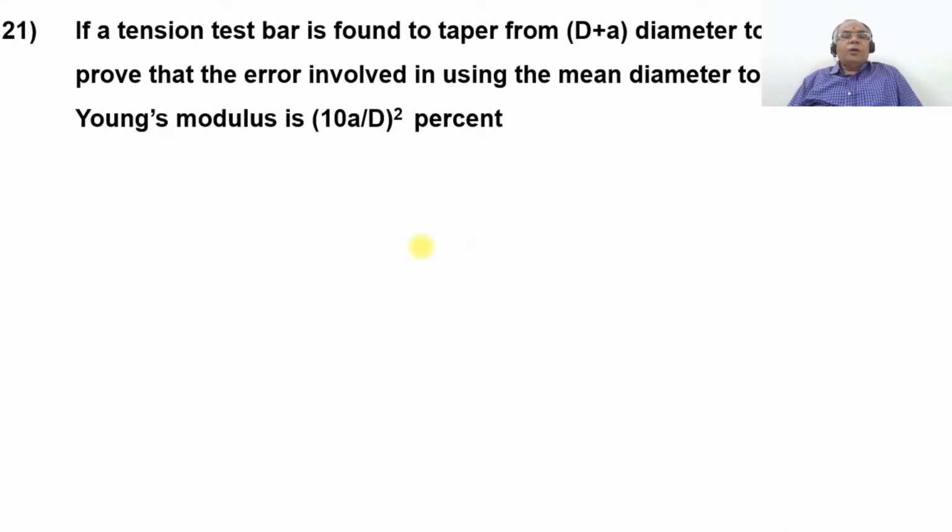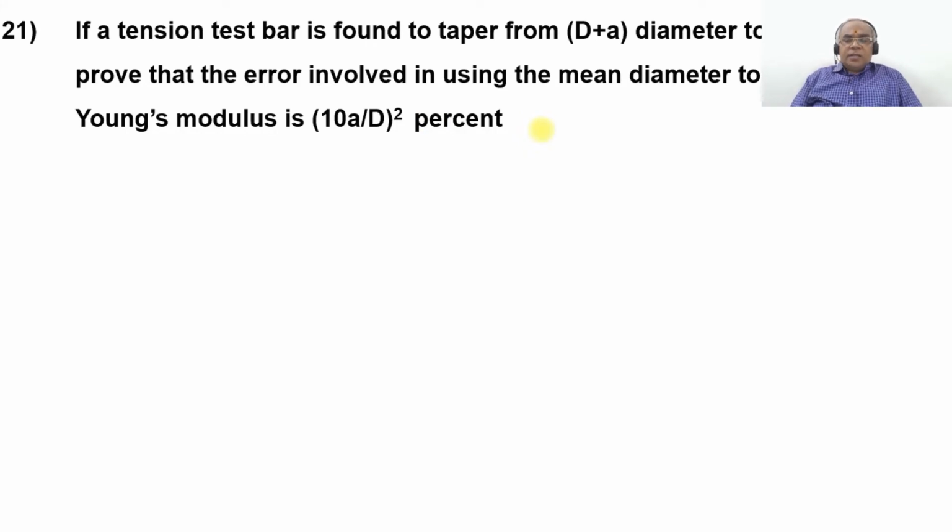Now we're going to take up one more problem on uniform tapering rod. The problem reads as problem number 21. If a tension test bar is found to taper from D plus A diameter to D minus A diameter, prove that the error involved in using the mean diameter to calculate the Young's modulus is 10 into (A by D) the whole square %.